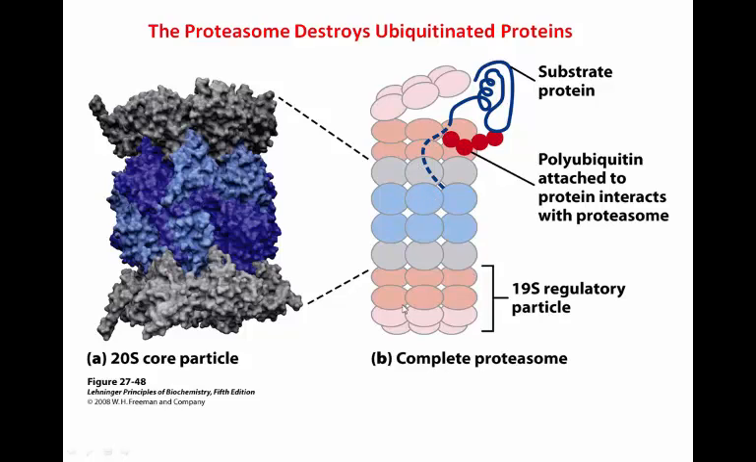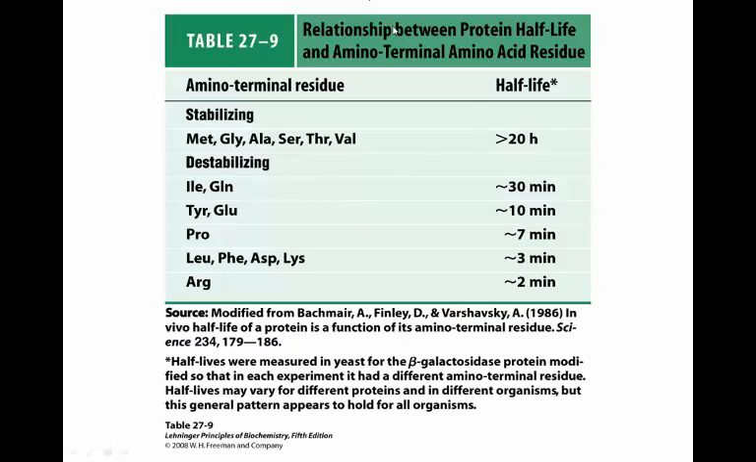And then we also have a regulatory protein. So polyubiquitin attached to protein interacts with the proteasome. This shows the degradation, and the regulatory protein is going to control how active we are in degrading proteins. Relationship between protein half-life and the amino-terminal amino acid residue. So ubiquitin is one mechanism for destroying proteins that are structurally defective.